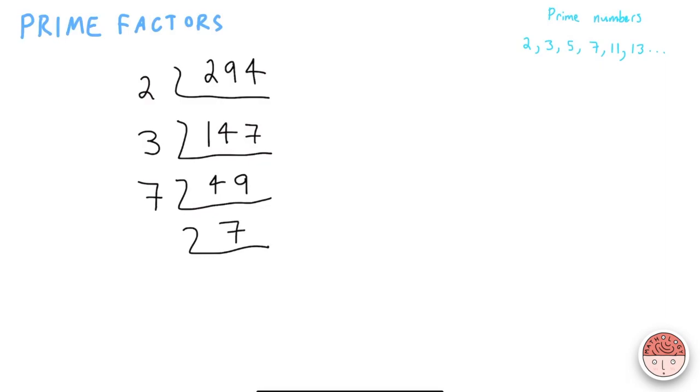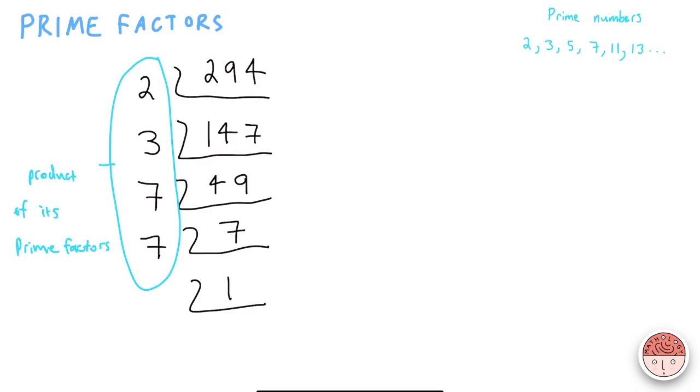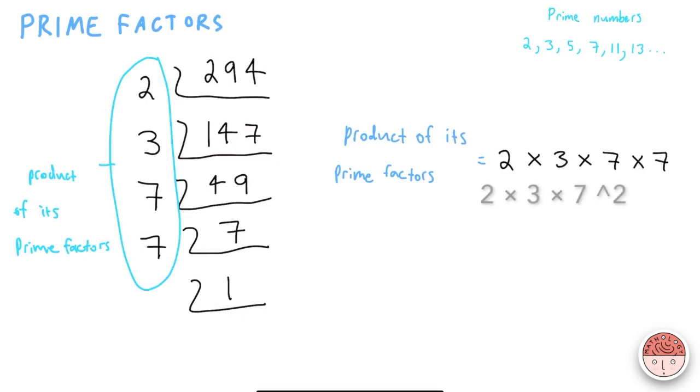And because 7 is a prime number, the only prime number that can be divided into it is itself. 7 divided by 7 is 1. So we know that that's the end of our prime factorization. So all the circled numbers on the sides are the prime factors of 294. So we write the product of its prime factors by those circled numbers multiplied together. And the prime factors of 294 include 2, 3, and 7.